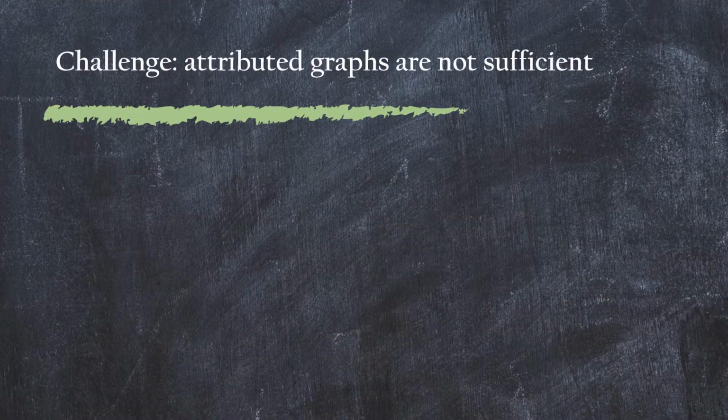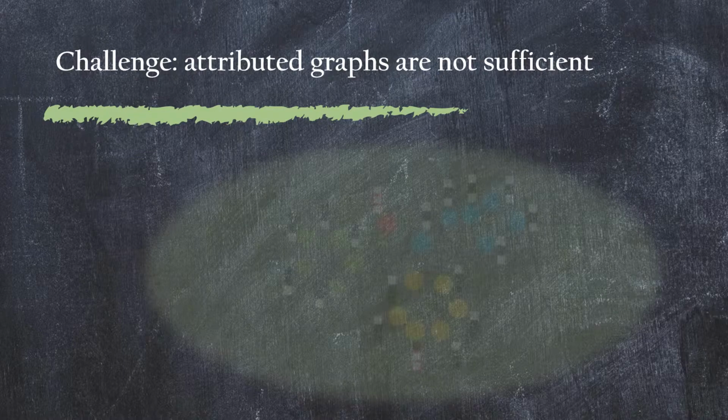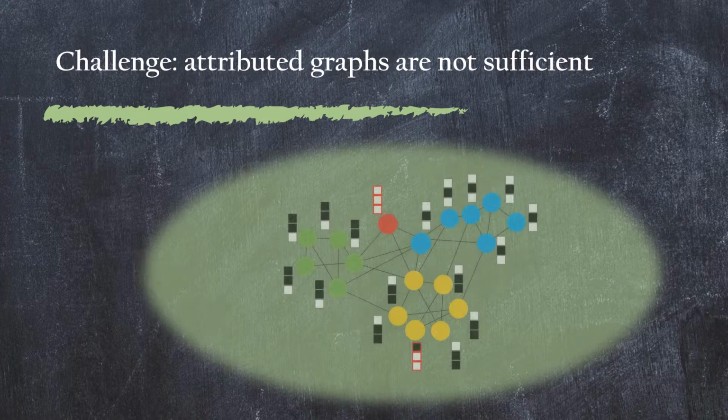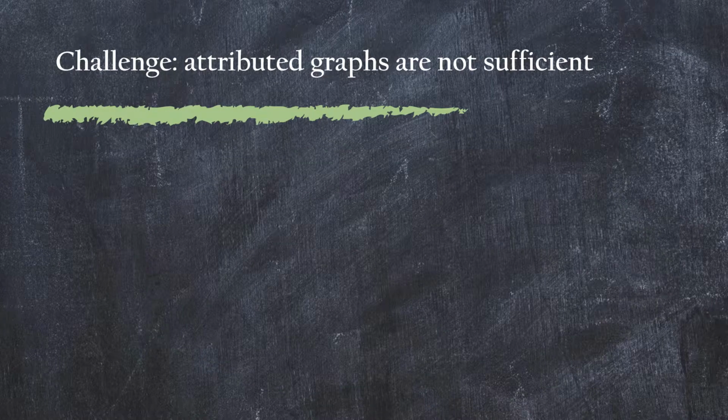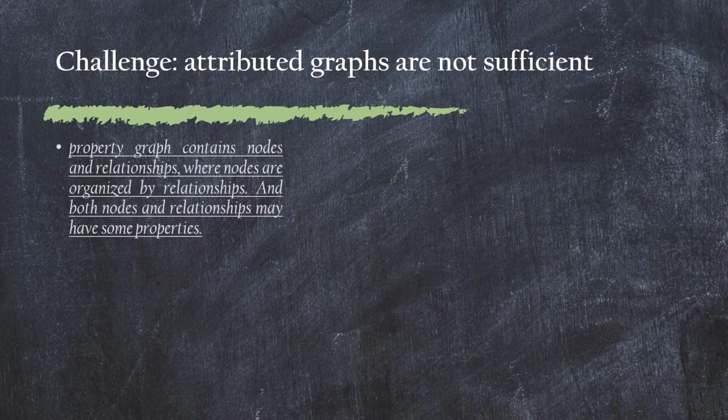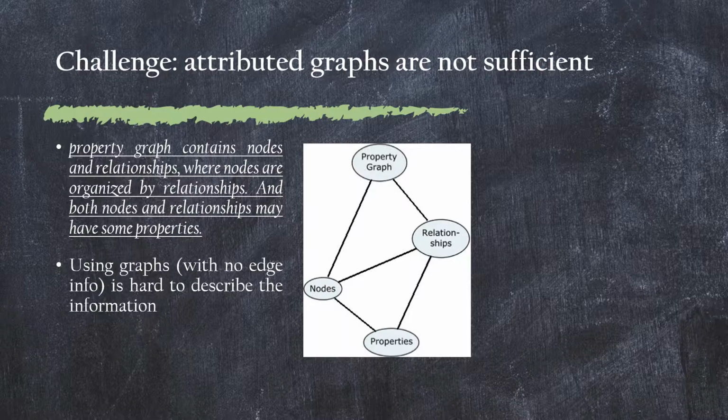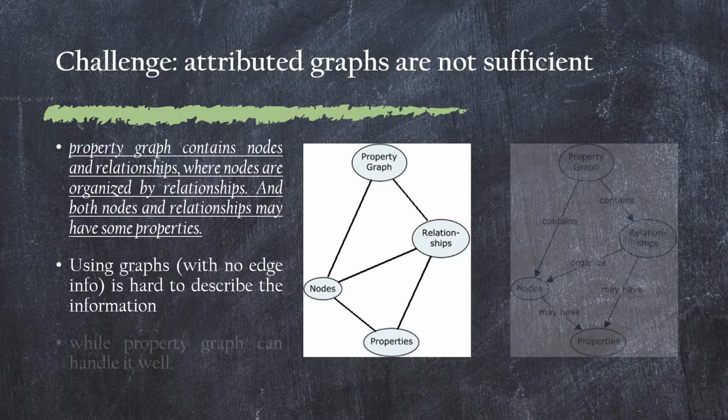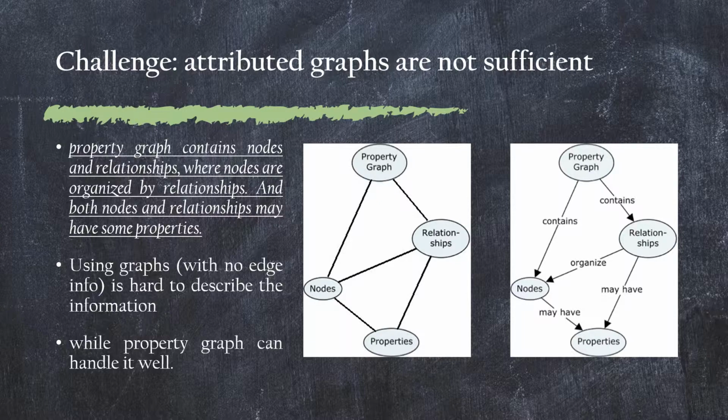However, most existing graph embedding methods either focus on plain graphs with only the graph topology or consider properties on nodes only. This kind of graph data cannot describe the information exactly. For example, if we want to describe what a property graph is, we say a property graph contains nodes and relationships, where nodes are organized by relationships and both nodes and relationships may have some properties. Using an attribute graph, we can only know these four things have some relationships between them. However, if we use the property graph model, there's no information loss at all. Actually, most graph databases hold the data in that format.